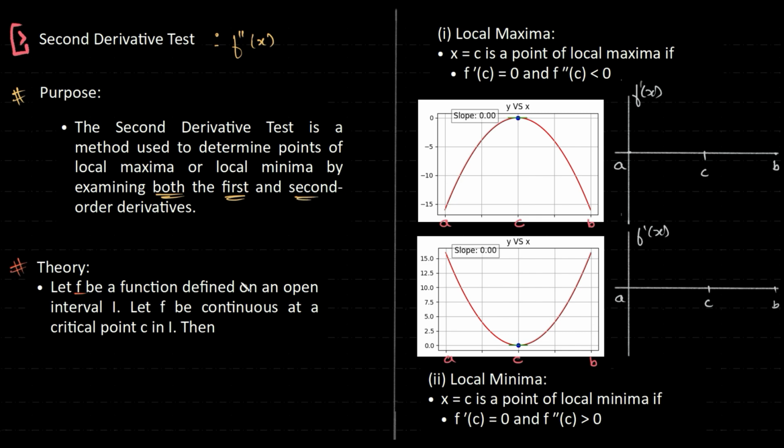If you have a function which is defined on an open interval and which is continuous, we can find the local maxima and local minima by this fact. What is this fact? f prime of c is 0 at the point of local maxima, and f double prime of c can be less than 0 at this point. So let's look into this.